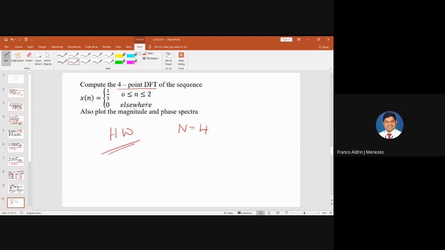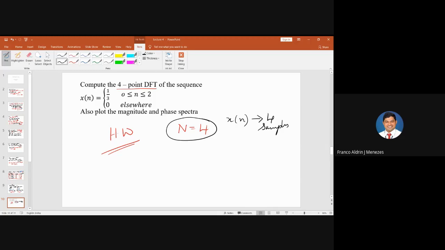So this is almost in expression form. x of n has the value magnitude of 1 by 3 for the values between 0 to 2, and it is equal to 0 elsewhere. From this part of the problem, you have to be clear that x of n should have 4 samples. This is the first point to be made clear: x of n should have 4 samples present in it.